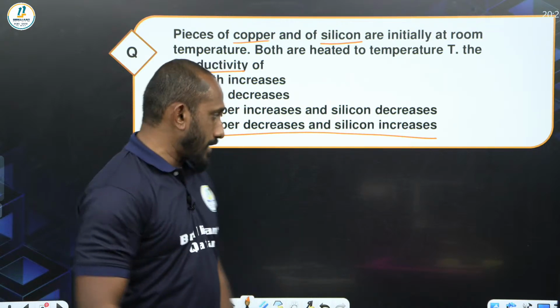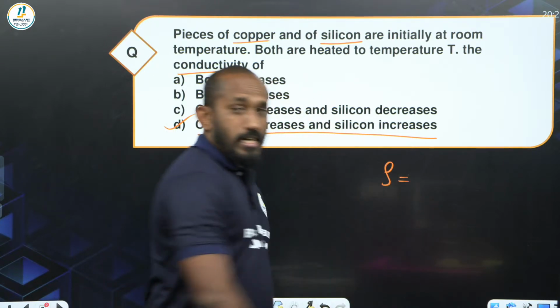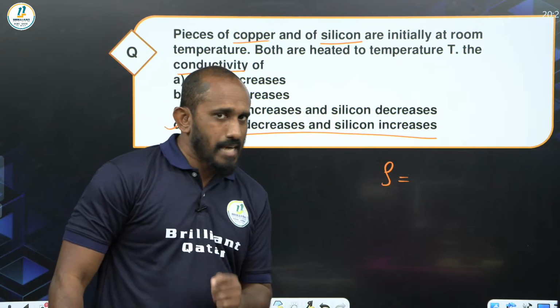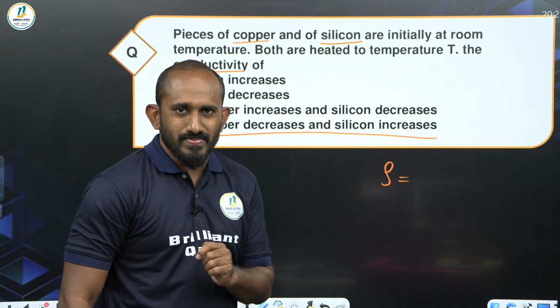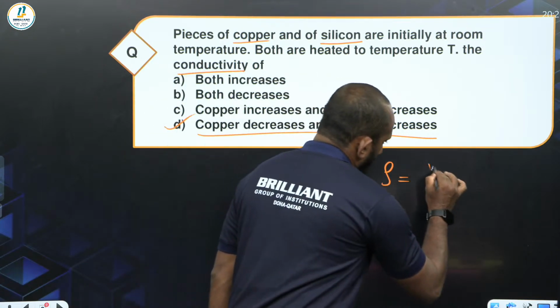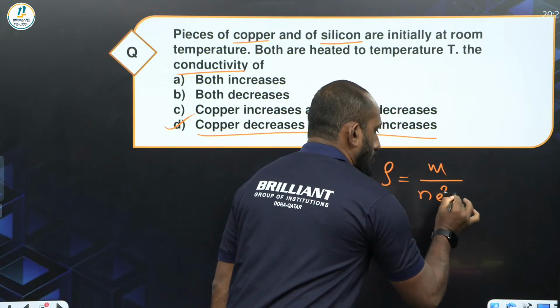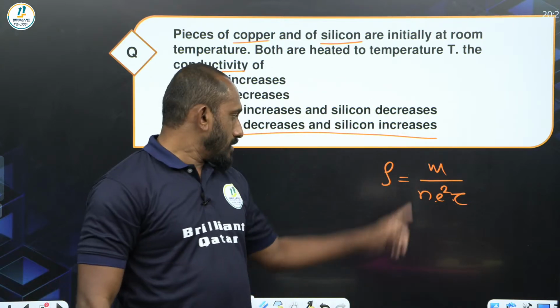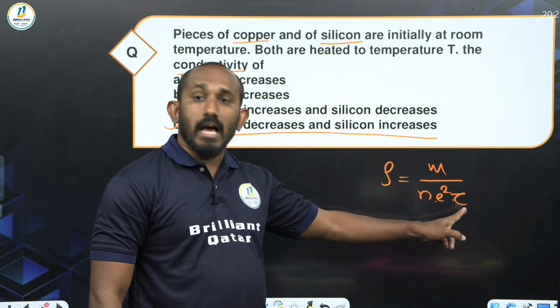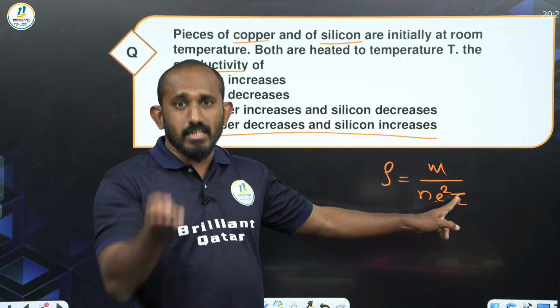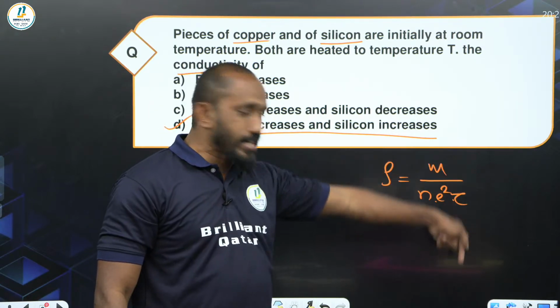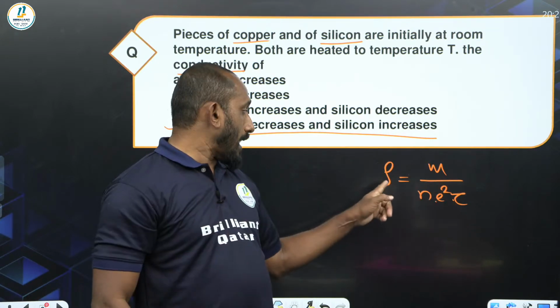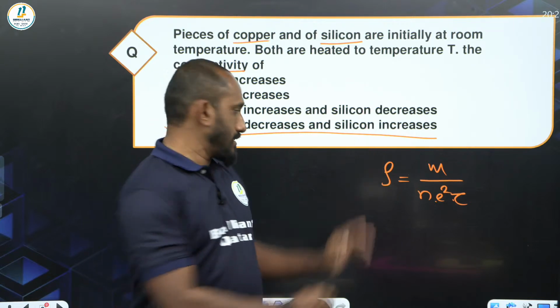One equation you might have studied: rho, the resistivity of the conductor in terms of relaxation time. I hope you remember, students. Rho is equal to m by n e square into tau. One equation from the chapter current electricity actually. There n is the number density, tau is the relaxation time. If temperature increases, the relaxation time will decrease for the conductors, hence rho will increase.